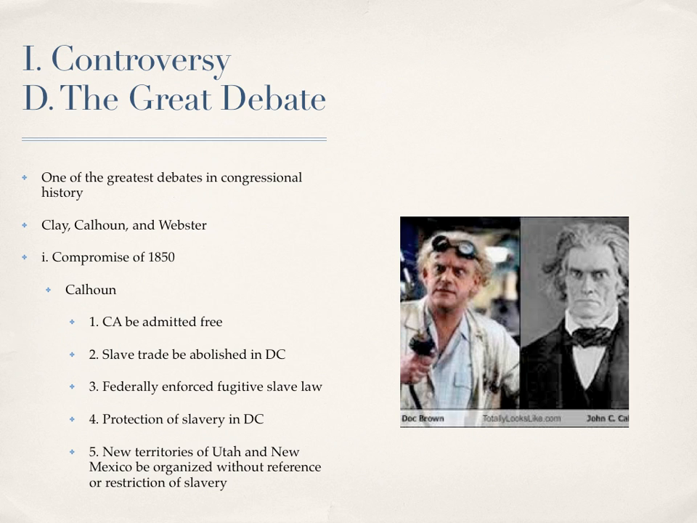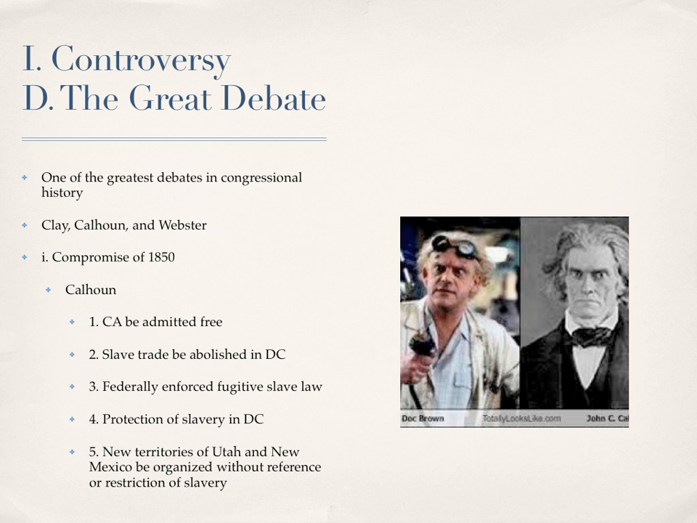Anyway, Calhoun suggests that California be admitted as a free state, and that the slave trade be abolished in the District of Columbia, which is like Washington, D.C., that area there is the District of Columbia. The slave trade means that you couldn't buy or sell slaves anymore, but you could still own slaves in the District of Columbia. That a federally enforced fugitive slave law be put into effect, meaning if a slave runs away, the federal government would support that slave being returned to its owner. Again, protection of slavery in the District of Columbia.